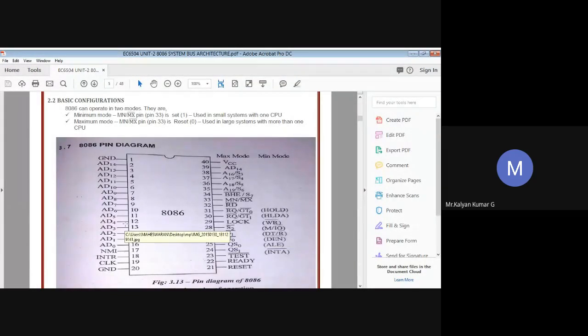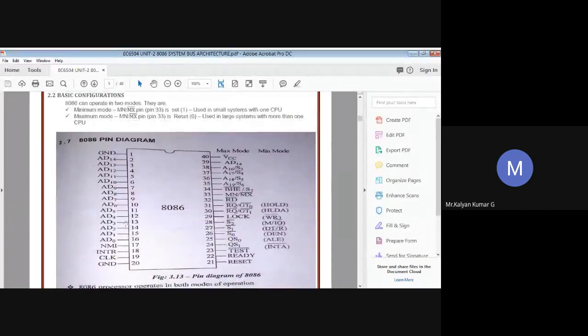And then we move on to another topic called basic configurations. As we all know, we have 2 different configurations or modes available in 8086. One is minimum mode, the other one is maximum mode. Minimum mode means only one CPU will be there, so smaller systems. Maximum mode will have more than one CPU available, and it will be used in large systems. So we call it maximum mode configuration. First we'll see minimum mode configuration.